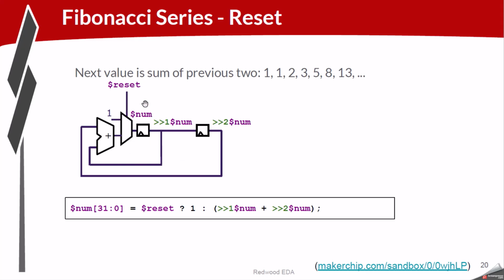So this is the circuit with reset, and we can express it in TL-Verilog as shown here. So we have our logic expression in TL-Verilog. If reset, then 1. Otherwise, the sum of the number and the previous number. And you'll notice this new notation here for previous.